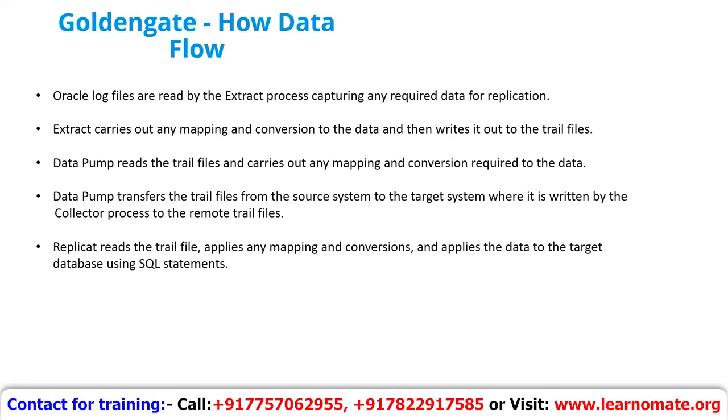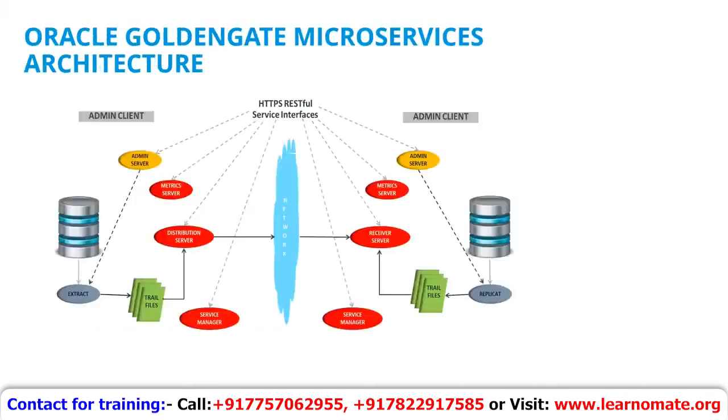Once the data is captured by the extract, it writes it to the local trail and then it writes it to the remote trail with the help of the data pump process. In case of microservices, with the help of the distribution server. Once the data is written into the remote trail, the replicate process reads the data from the remote trail and applies it to the target database.